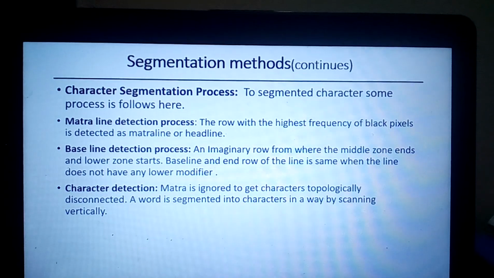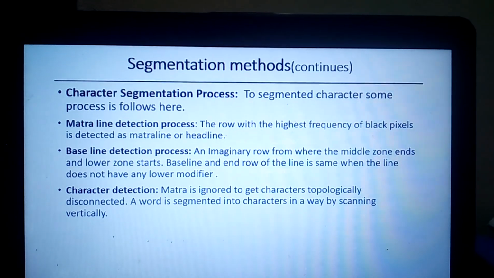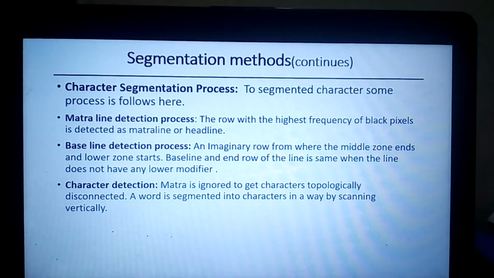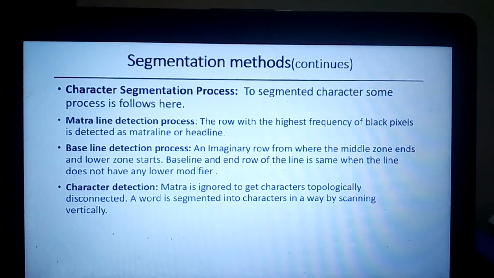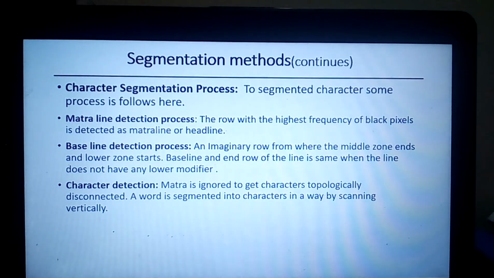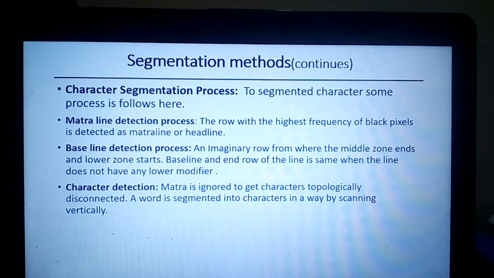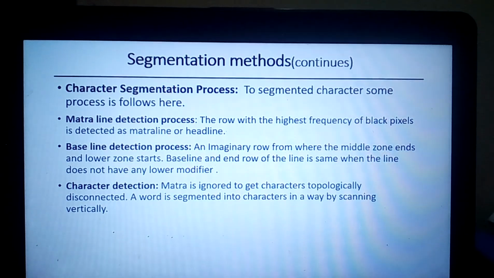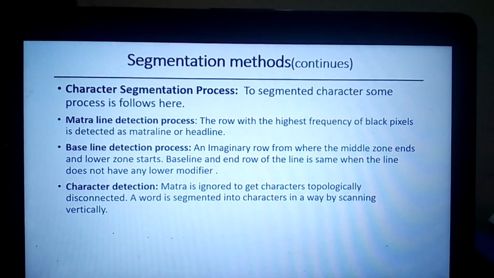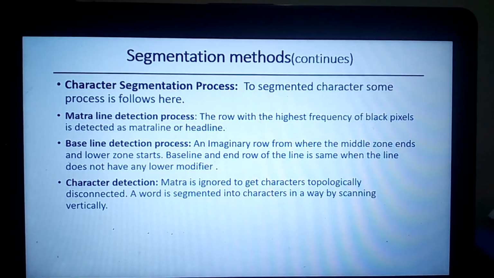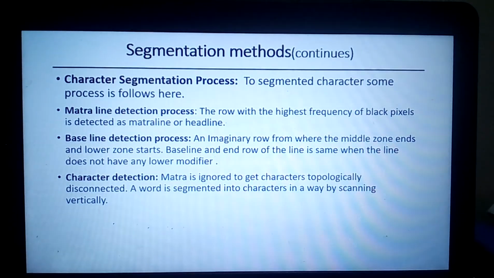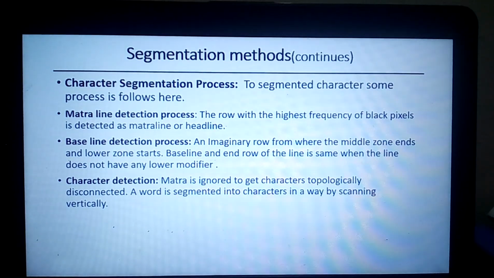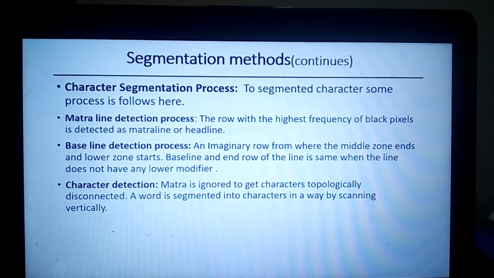Then character segmentation. After segmenting the word, we have to segment the characters. For this reason, there are some processes like Matra line detection process. The row with the highest frequency of black pixels is detected as Matra line or headline. A baseline detection process. An imaginary row from where the middle zone ends and the lower zone starts. Baseline and end row of the line is same when the line does not have any lower modifier. Character detection. Matra is ignored to get characters topologically disconnected. A word is segmented into characters in a way by scanning vertically.